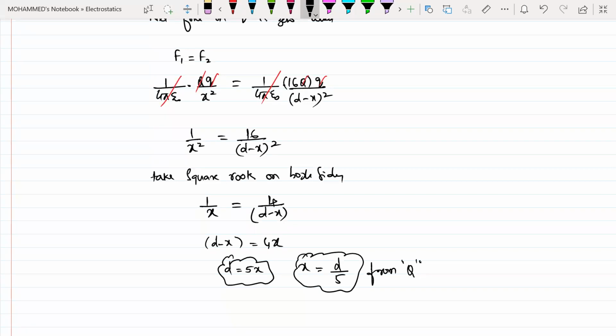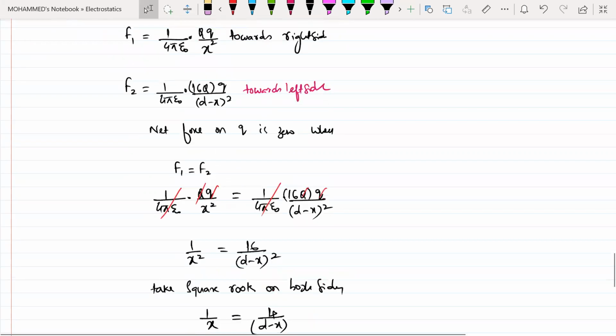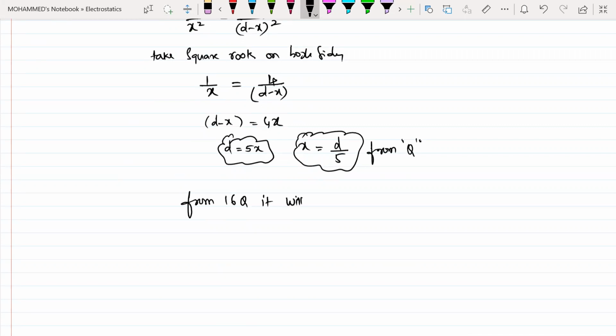From capital Q, what is the value of the small q's position? At what point should it be kept? It should be kept at a distance of how much? D by 5 from 16Q, it will be d minus 6. So d minus 6 is nothing but d by 5. So 1 minus 1 by 5 is how much? 4 by 5. 4d by 5, from 16Q.